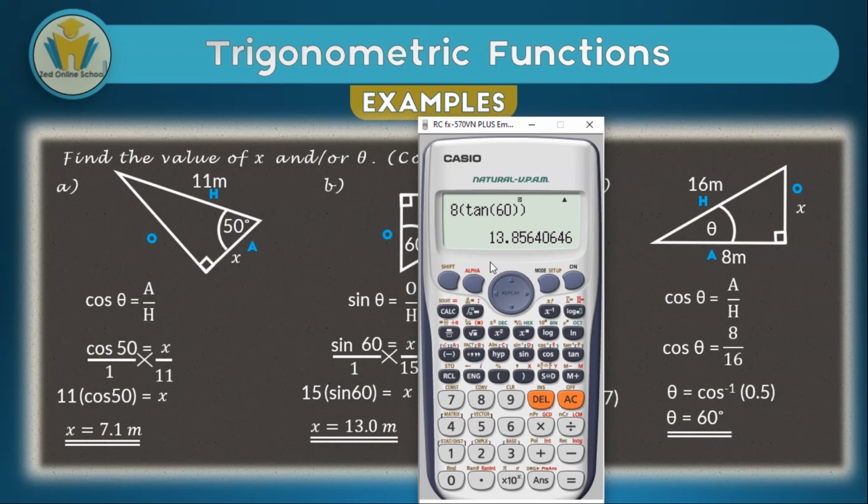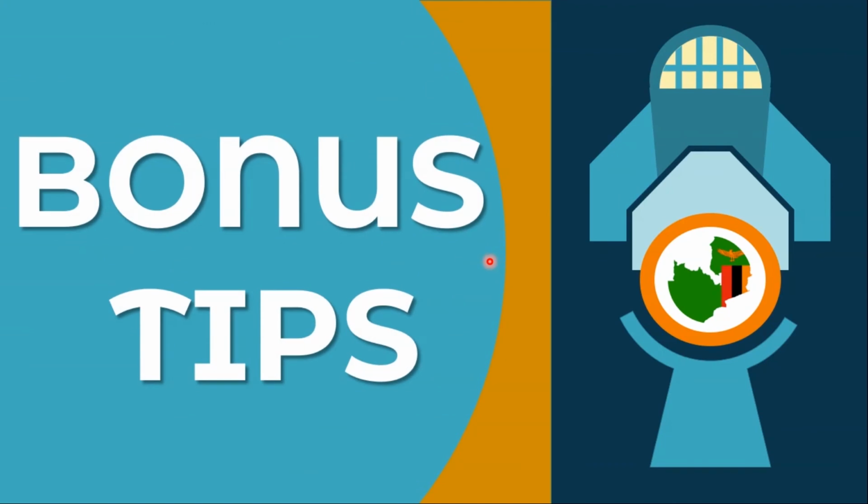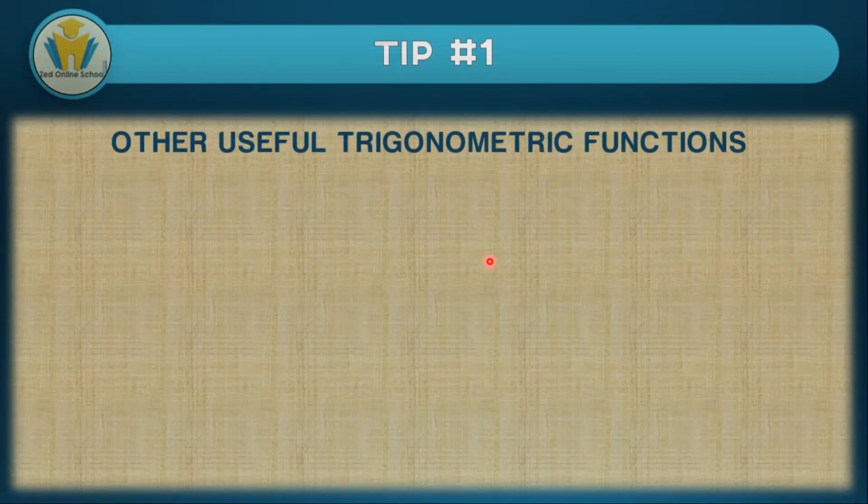Again, what I want you to prove is that if you use the trigonometric function sin theta, your answer still does not change. You have successfully reached the bonus tip section. The first tip today is about other useful trigonometric functions that you need to know. Earlier I said there are 6 trigonometric functions, and now let's talk about the other 3.